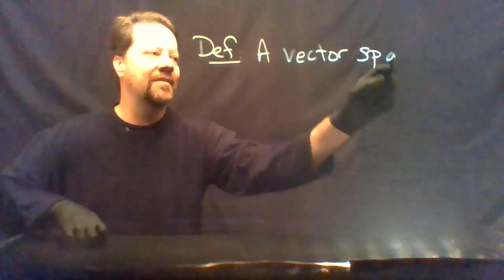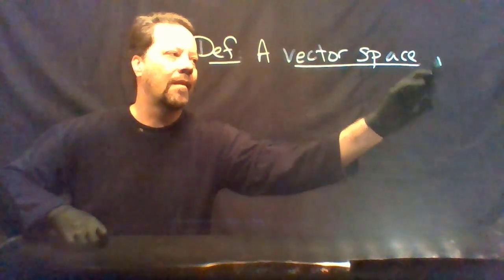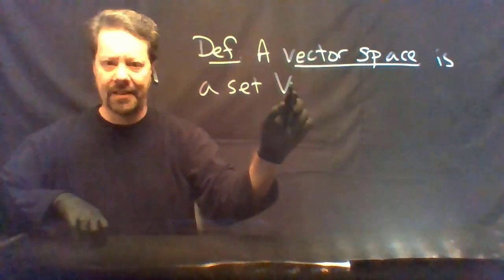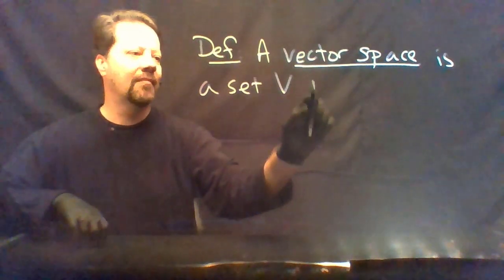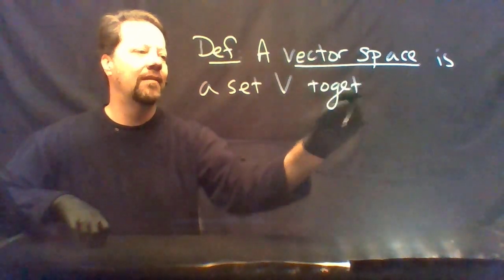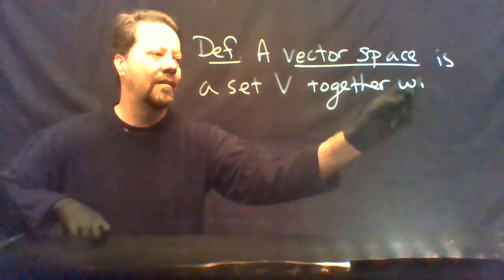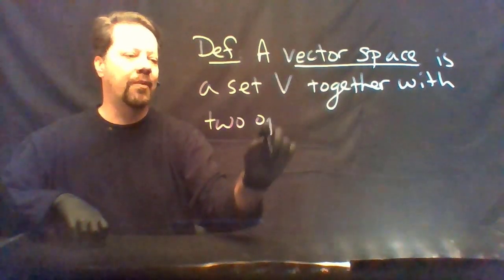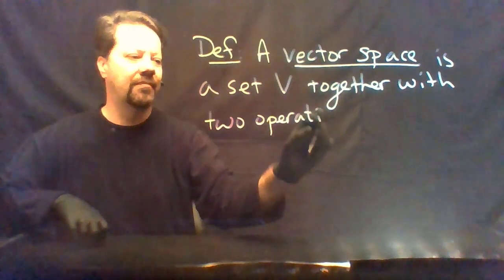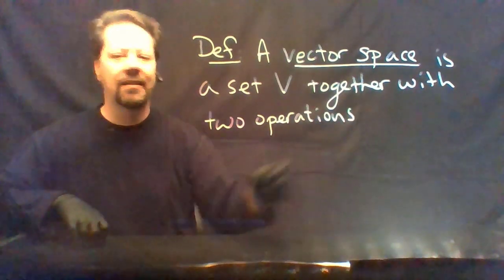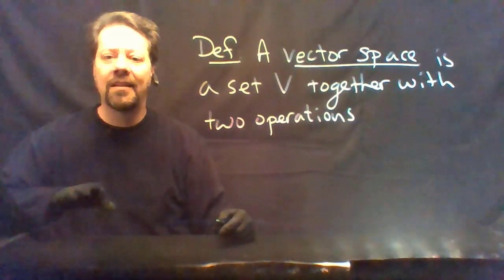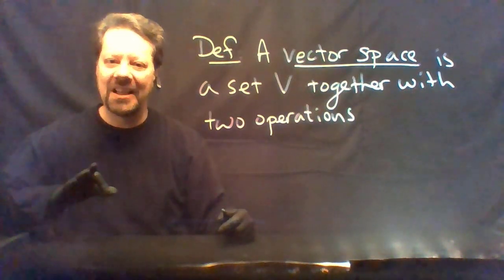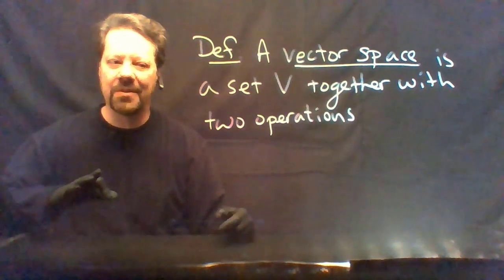A vector space is a set V together with two operations. Now, you've already seen that we need to be able to add vectors together, and we need to be able to rescale them by real numbers.